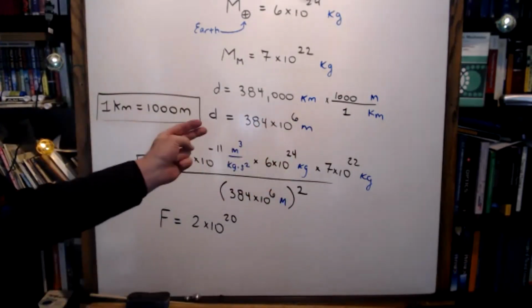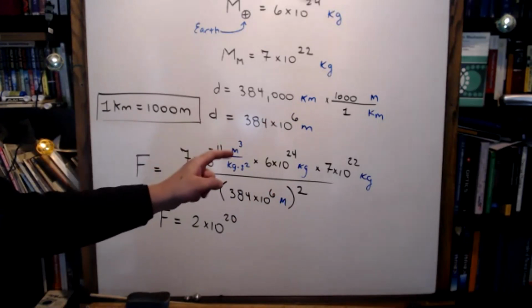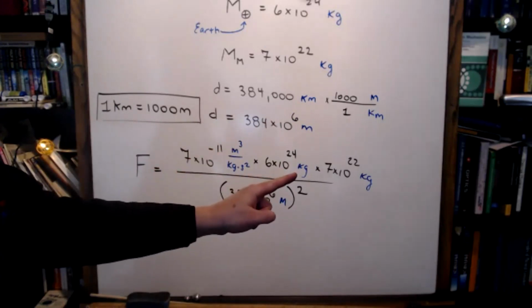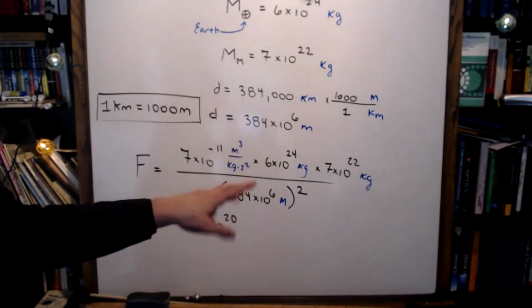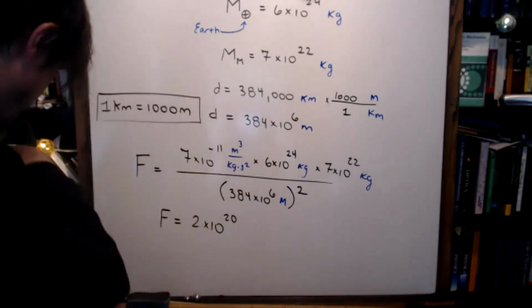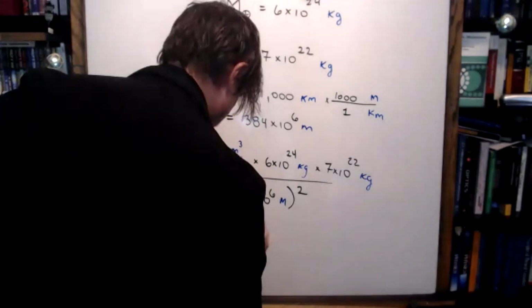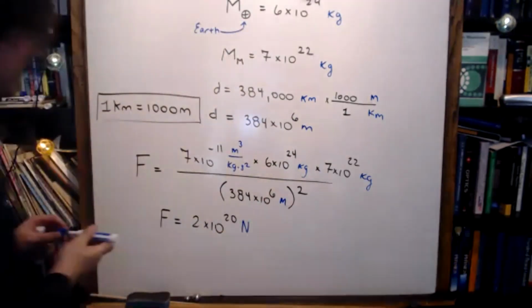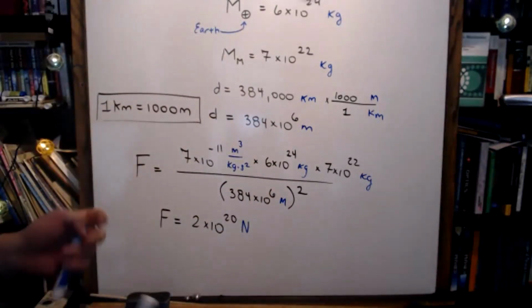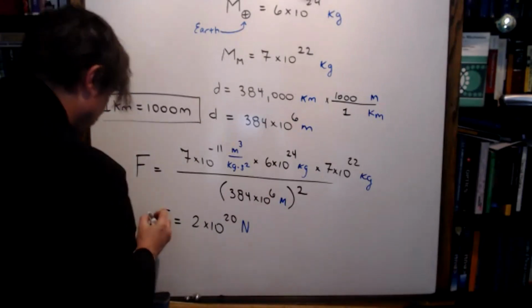All of those units cancel out. Meters squared cancel with meters cubed and leaves you one meter. One of the kilograms cancels out, so you have kilogram meters per second squared, which is a Newton. That's the force of gravity between Earth and the moon: 2 times 10 to the 20 newtons.